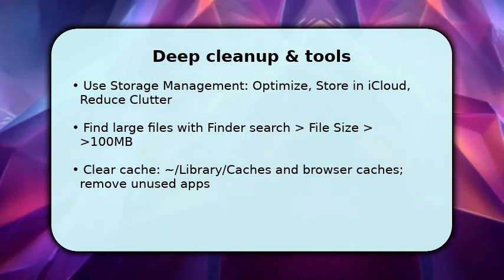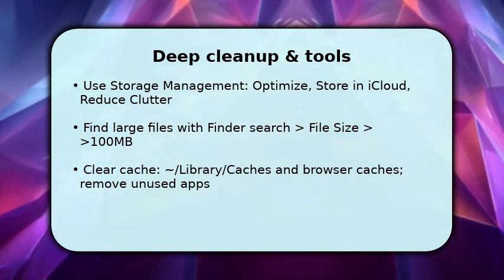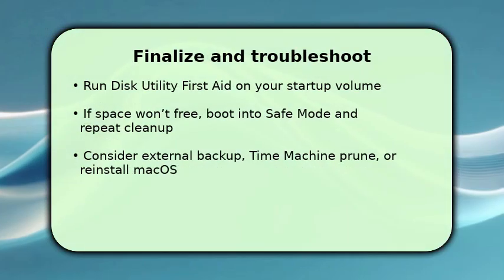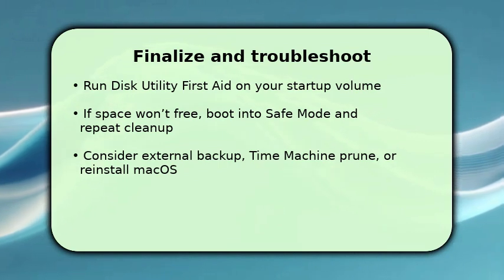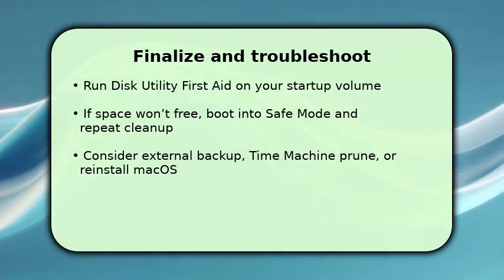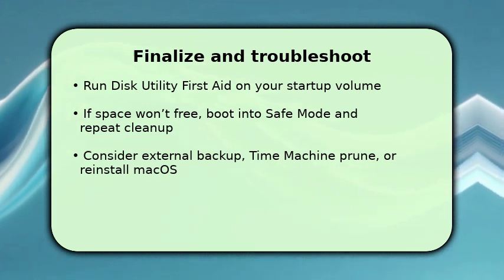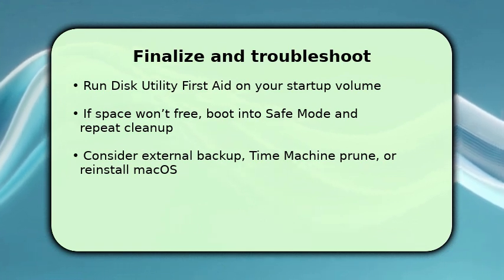Uninstall apps you no longer use using App Cleaner if possible, and finish by running Disk Utility's First Aid on the startup drive to repair directory issues that can misreport free space. Once complete, reboot. If space still looks wrong, boot into Safe Mode and repeat the cleanup steps, because Safe Mode prevents background processes from locking files.